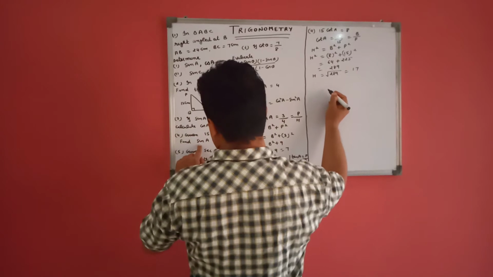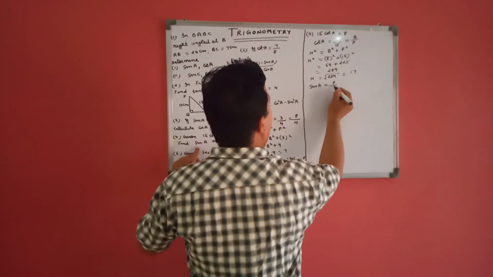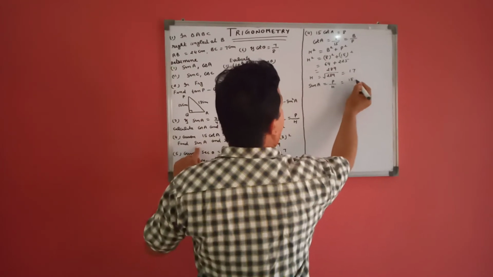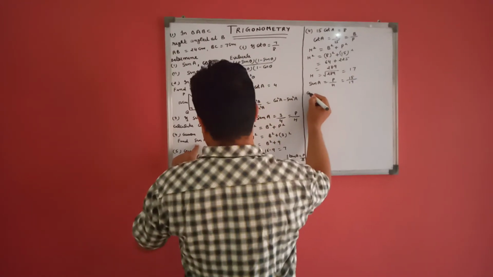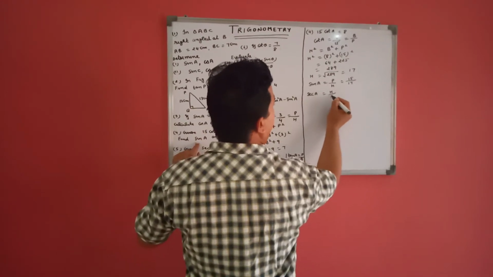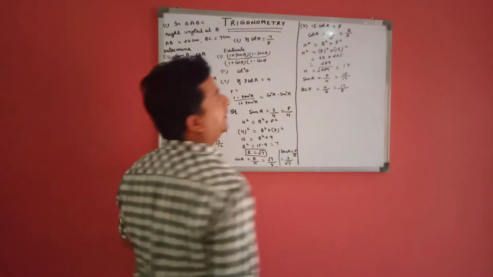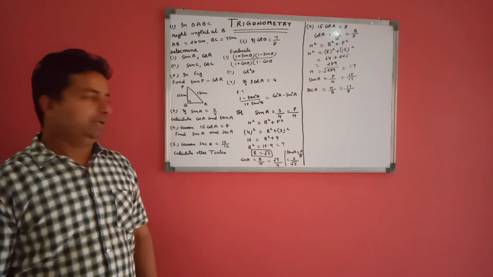In this we are required to find sin A. As we know, sin is perpendicular over hypotenuse, that is 15 by 17, and we are required to find secant A. As we know, secant is reciprocal of cos, that is h upon b. B is 8, that is 17 by 8.